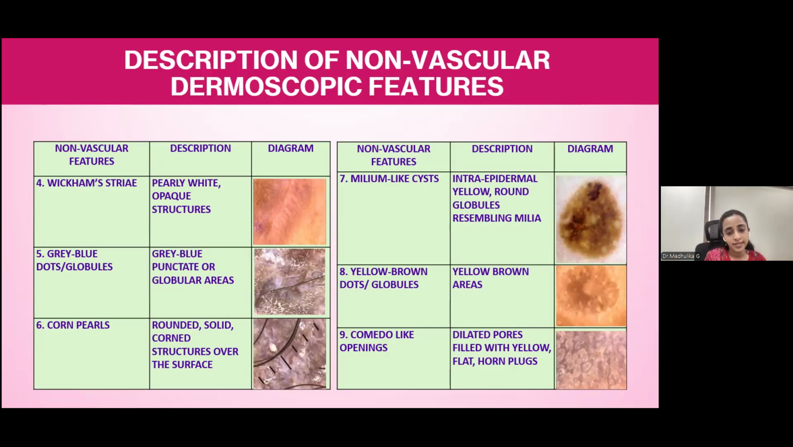And milium-like cysts, like you see with seborrheic keratosis, which are more visible on non-polarized contact dermoscopy. And polarized, they may not be as visible. So they resemble milia, right? And then again, the comedo-like openings, like I already said. Next slide.